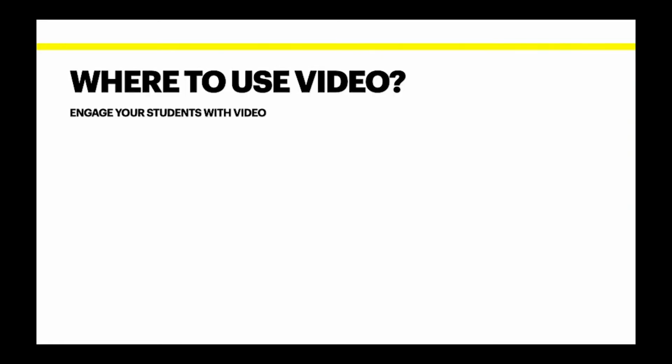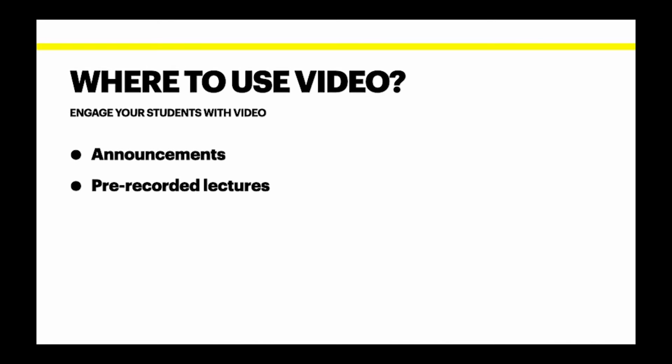The first thing to consider when you're designing your course is where do you want to use the video you're going to create. You're going to engage your students with video, but how do you want to use it? Where do you want to put it? You could use video in an announcement. If you make a video of your announcement, it's more likely that the students will be engaged.